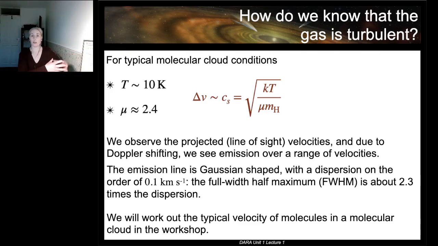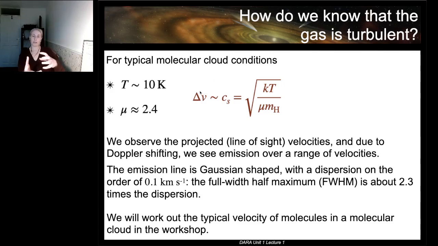So atoms we tend to trace at UV visible wavelengths, but we can look at molecules at infrared to submillimeter wavelengths. So if we take a typical molecular cloud, it has a temperature of about 10 Kelvin, so they are very cold, and it's got a mean molecular weight of 2.4. And this is because the cloud is mainly made out of molecular hydrogen, which has a molecular weight of 2, and about 10% helium, which has an atomic weight of 4. So that's what leads to this mu of 2.4.